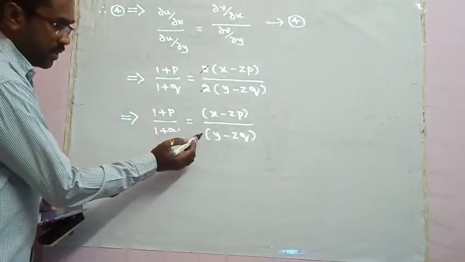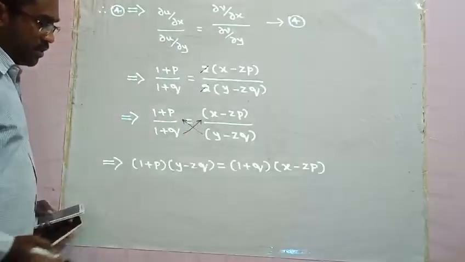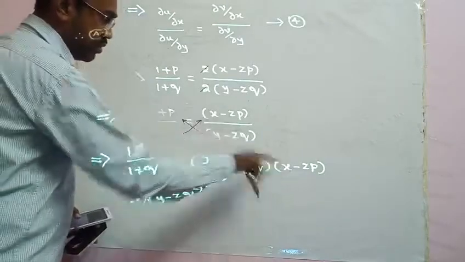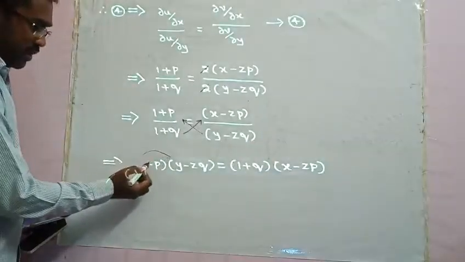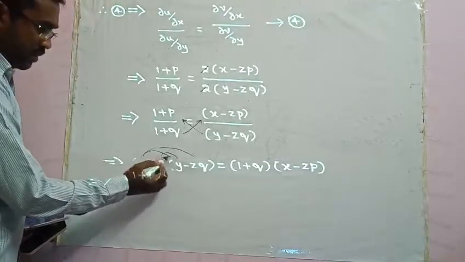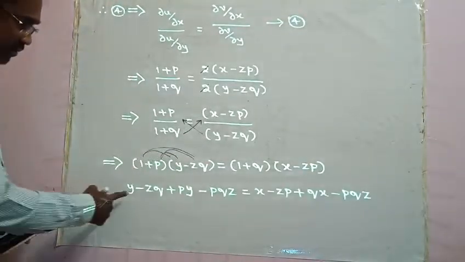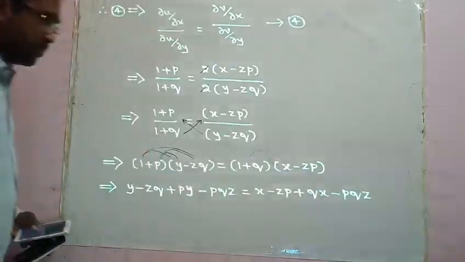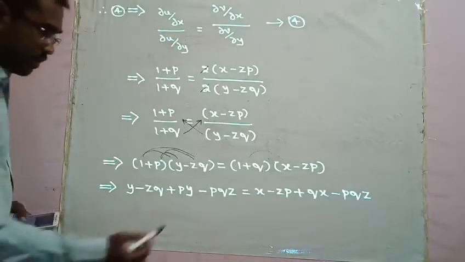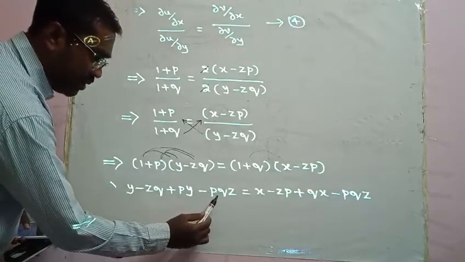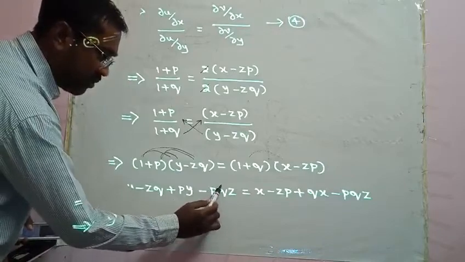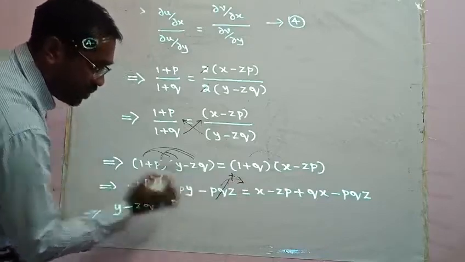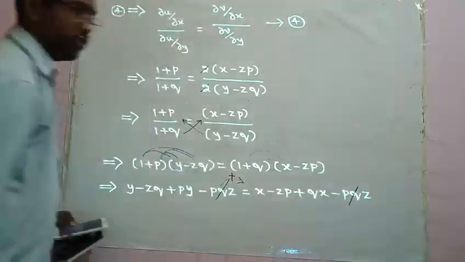Now let us cross multiply. Let us cross multiply: 1 plus p into this is equal to 1 plus q into this, as we have written. Now if you again multiply these two, you get this. Now what things will get cancelled here? The minus pqz and plus pqz: if you take it to the other side, it becomes plus. The plus pqz and minus pqz will get cancelled.